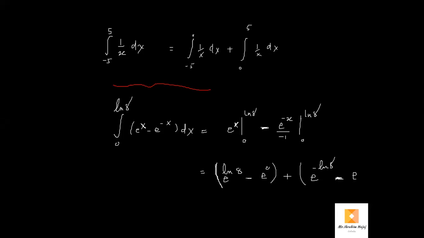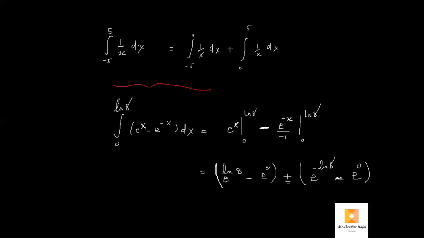Minus e to the power of... This should be 0, plus. Which one? The e, yes, because it's divided by negative 1. No, divided by negative 1 becomes plus here, right?